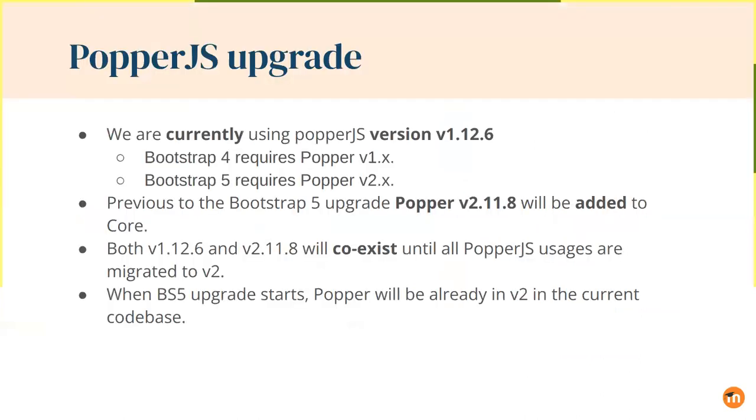The first step is quite technical. It's upgrading one library called Popper.js. Popper.js is a shared library between Moodle Core and Bootstrap. And the problem is that Bootstrap 4 is not compatible with Popper version 2. So we cannot upgrade it while we are using Bootstrap 4, but Bootstrap 5 is not compatible with version 1. So we need to solve this problem.